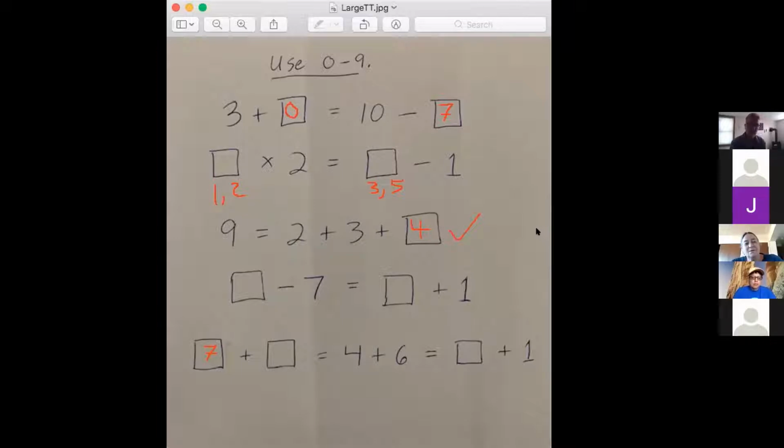Okay, so Ginger, is there something you would put in a box? So right now I put 8 plus 2 equals 4 plus 6 equals 9 plus 1. So that takes care of the 8, the 2, and the 9. And you're absolutely sure of every one of those numbers?